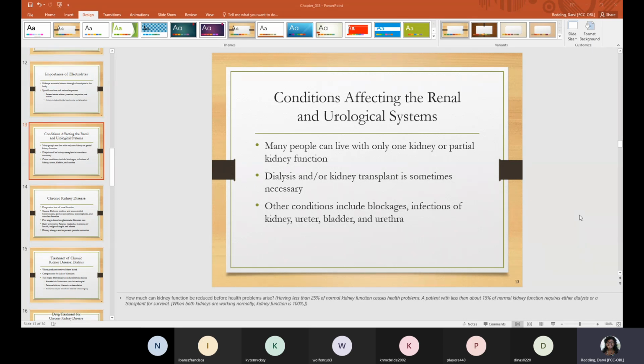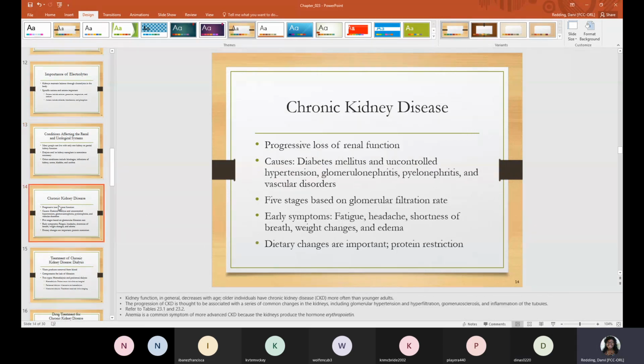And so as we learn more about conditions that affect the renal and the urological system, we'll get into one of the first conditions, which is chronic kidney disease. Chronic kidney disease is a progressive loss of renal function. There could be certain reasons why a person might be going through chronic kidney disease. That could be due to diabetes, or a person can have uncontrolled hypertension.